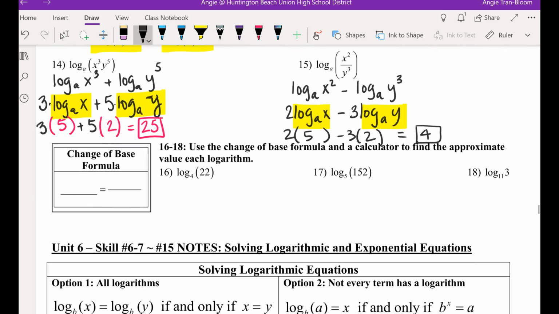Here we go. This one says change of base formula. Example 16 all the way to 18. Brendan C., can you help me with instructions? Use the change of base formula and calculator to find the approximate value of each block. Perfect. Okay. So to find the value, that means evaluating. Up until now, would you agree that you are able to evaluate without a calculator? Right? Change it to common base, drop the base, solve.